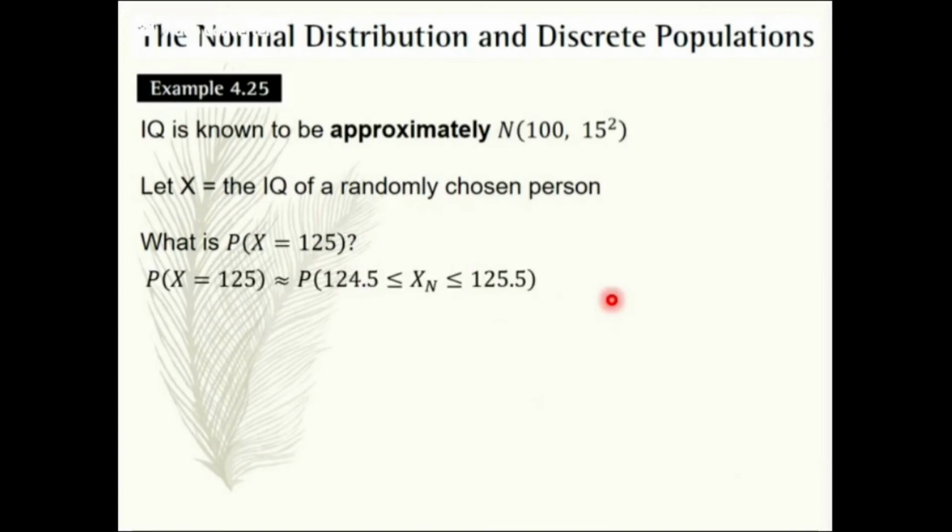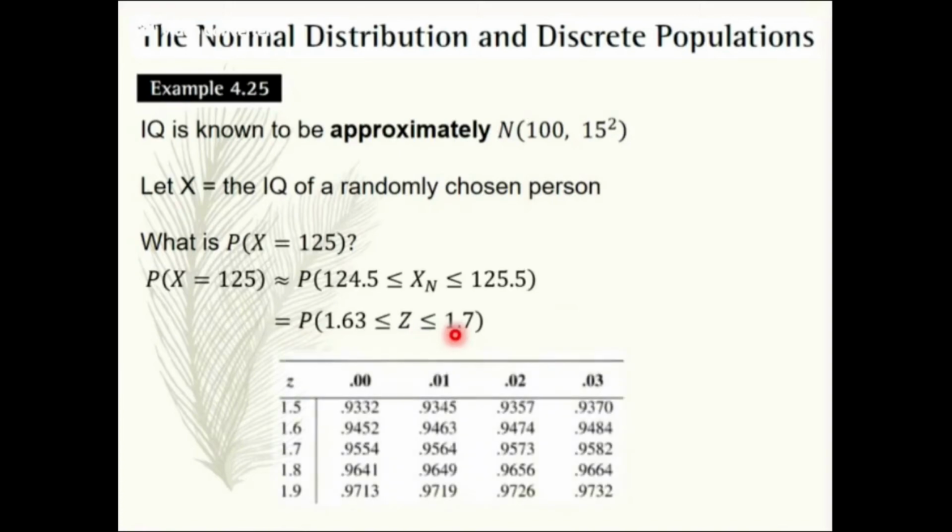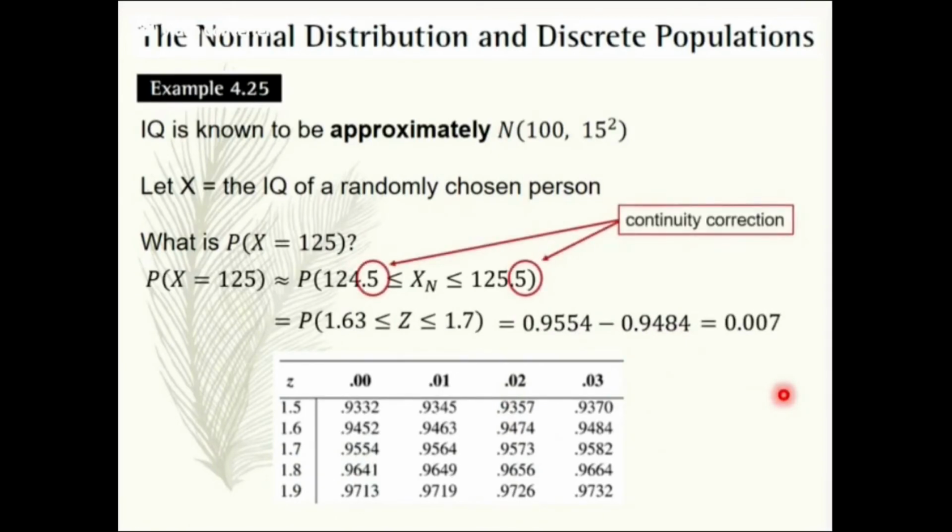That's important. And then from here, you're going to standardize, same as before. Subtract the mean and the standard deviation. In this case, you have 1.63 and 1.7. So remember, it's FA minus FB. Okay, so your 1.7 is your FB. So 1.700 is 9.554, and then your 1.63 is your FA, 9.484, which you also find in the table, and that gives you 0.007. And just another reminder to make sure it sticks, the continuity correction is that little 0.5 that you subtract or add.